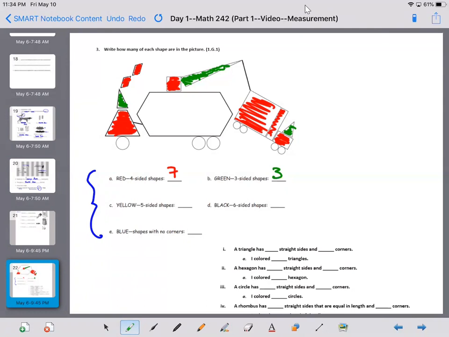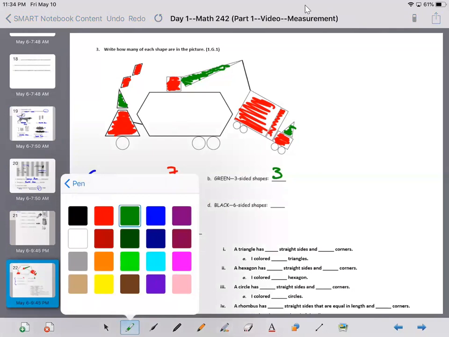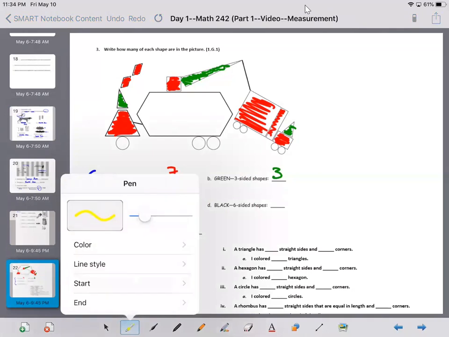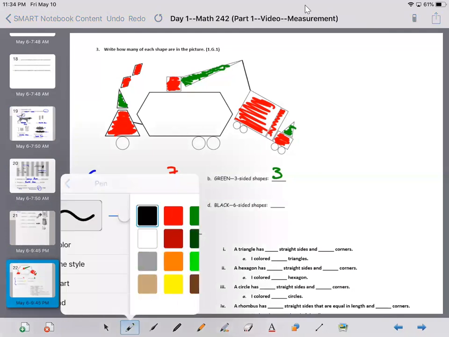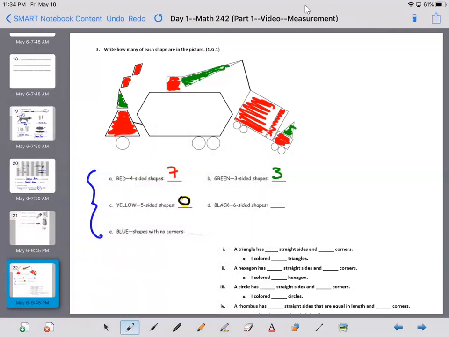A five-sided shape. Well, what would we call a five-sided shape? And we're going to look at that in yellow. Looks like we don't have any, so we would say that that's 0. We don't have any five-sided shapes. Unless we'll color black if we have a six-sided shape, and we do. We've got this shape right here. So six-sided is also known as a hexagon, and we have one of those.